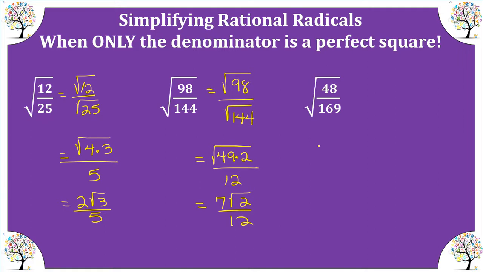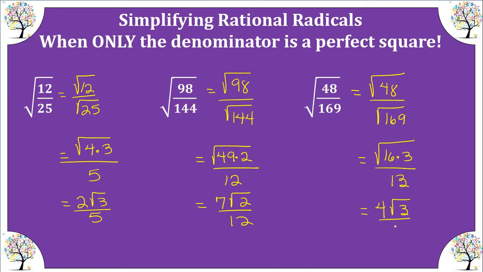We have the square root of 48 divided by the square root of 169. We can rewrite 48 into 16 times 3. Square root of 169 is a perfect square. The square root of 16 is 4 times the square root of 3/13. 4/13 is simplified, so I am finished.